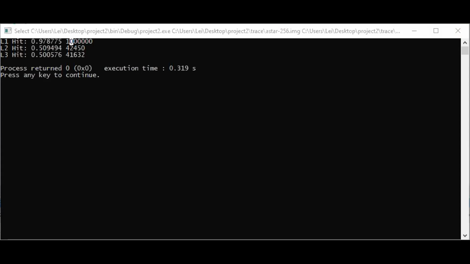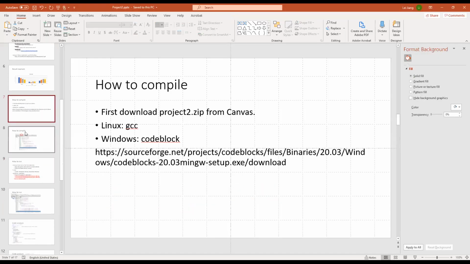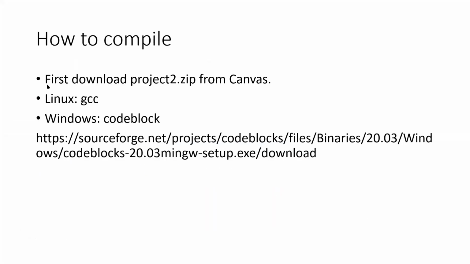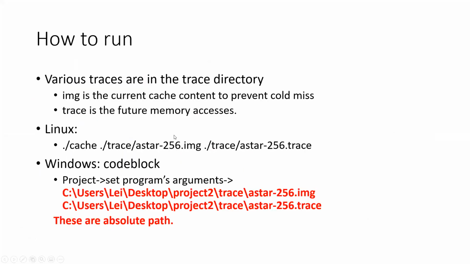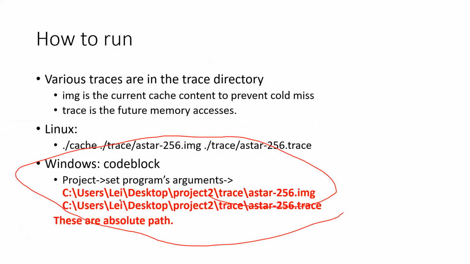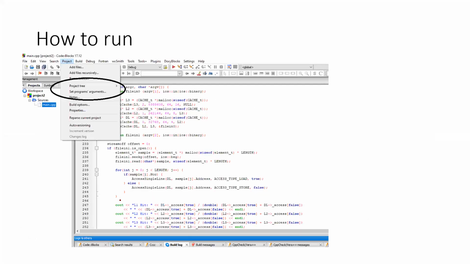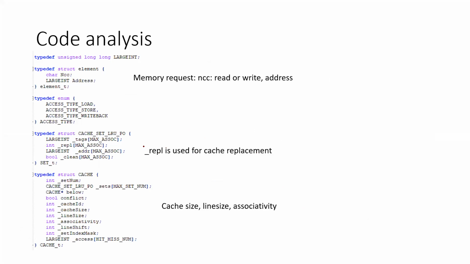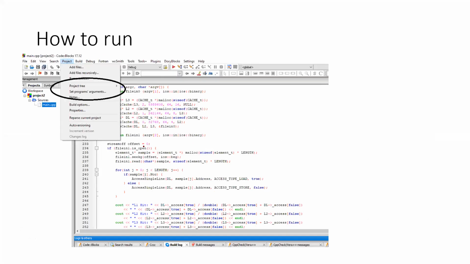I actually, wait a second. I actually go back to the shared screen and back to the PDF. So this is the PDF. You can download the IDE, and then you can build. You can set the program's arguments, and then you can run the code, and then you can get the output. I don't think this project is difficult.